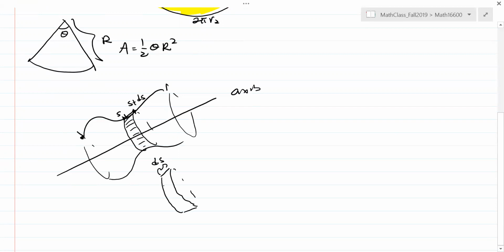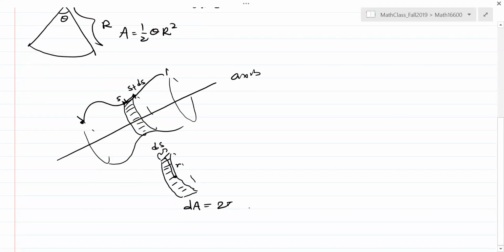So for that piece, we know the formula, okay? The average radius is going to be this R in the middle, same point, right? So the area of this piece, I'm going to denote by dA. That just means small area. So this is 2 pi r ds. R is the radius, the average value of the two radii. It's in the middle here, right? And this is R.